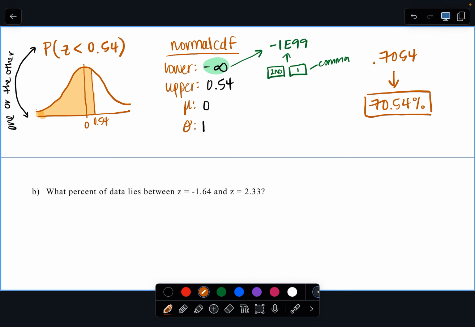Okay, do I have any questions? Did anybody not get the right value in their calculator?